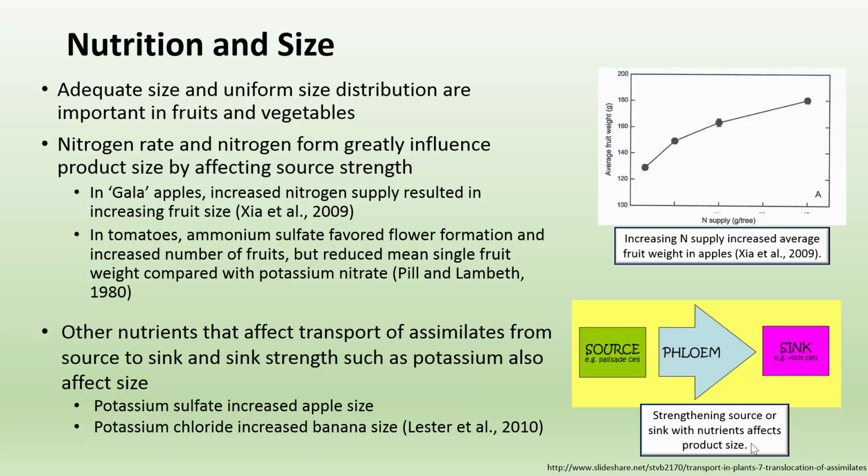Other nutrients that affect the transport of assimilates from the source to the sink, and therefore affect sink strength, also affect size. Potassium has been shown to increase fruit size in both apples and bananas in studies reviewed by Lester et al.